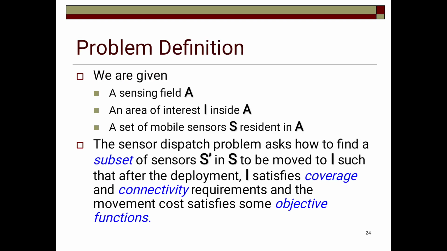Next we go to sensor dispatch. We are given a sensing field A, an area of interest I inside A, and a set of mobile sensors S resident in A. A sensor dispatch problem asks how to find a subset of sensors S prime in S to be moved to I such that after the deployment I satisfies coverage and connectivity requirements and the movement cost satisfies some objective functions.